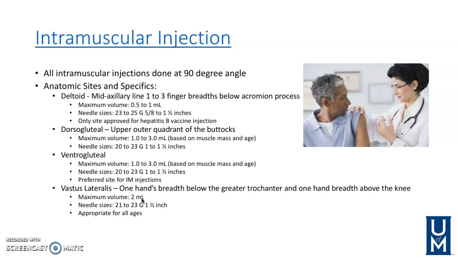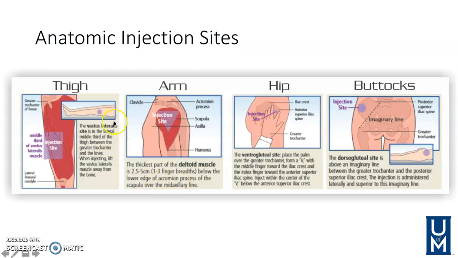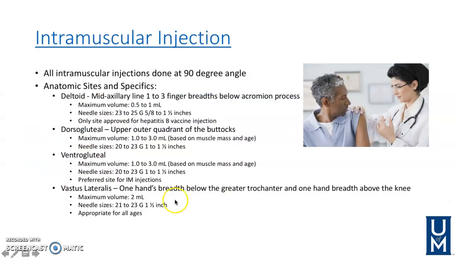I'm going to again swap slides to the thigh, the vastus lateralis, 1 hand breadth below the hip, 1 hand breadth above the knee, to our injection site, so the middle third of the vastus lateralis muscle. Again, most appropriate for our kiddos, but you can use it on any age. It can hold up to 2 mLs here.